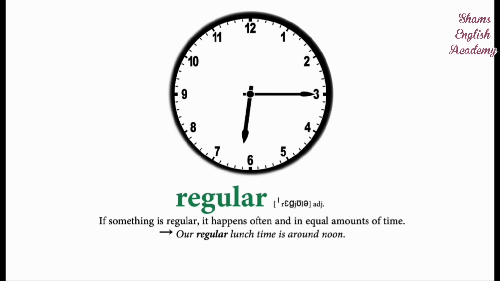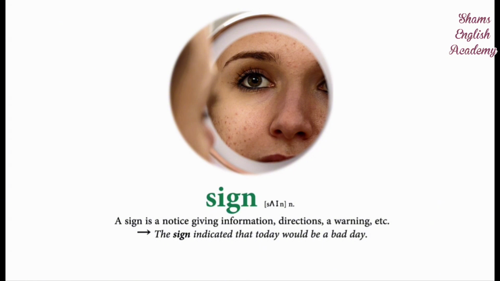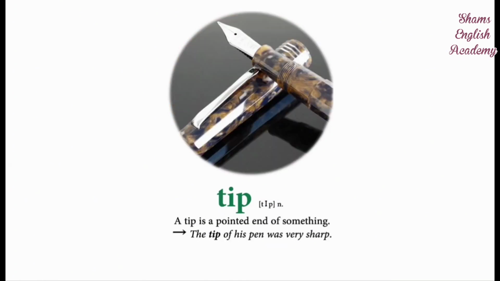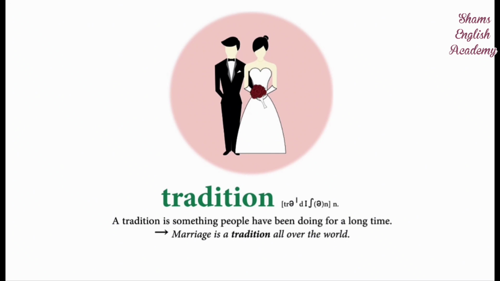Regular. If something is regular, it happens often and in equal amounts of time. Our regular lunchtime is around noon. Sign. A sign is a notice giving information, directions, a warning, etc. The sign indicated that today would be a bad day. Tip. A tip is a pointed end of something. The tip of his pen was very sharp. Tradition. A tradition is something people have been doing for a long time. Marriage is a tradition all over the world.